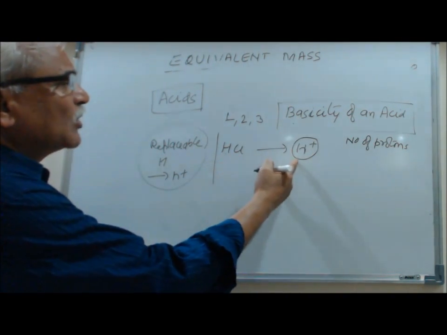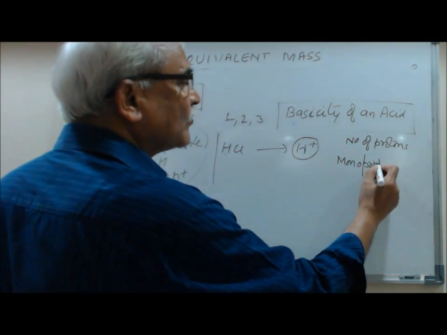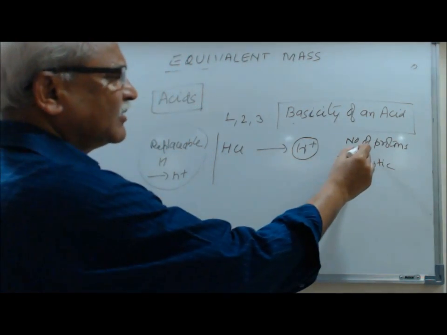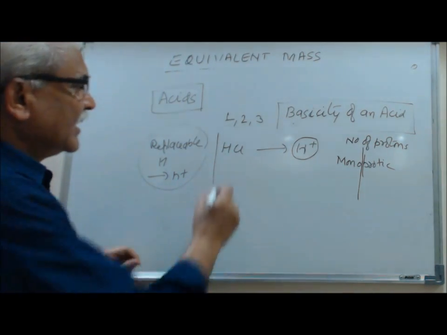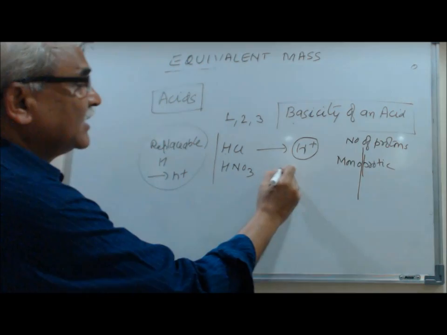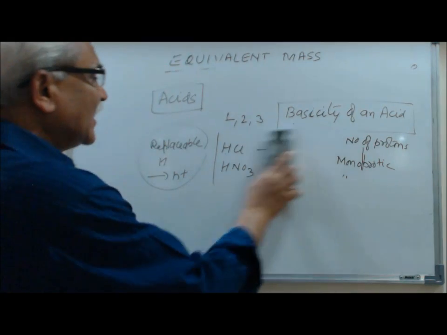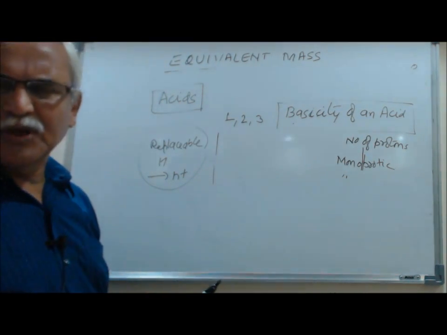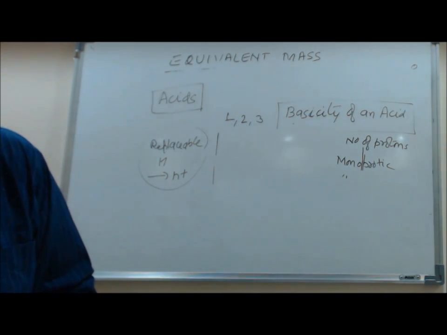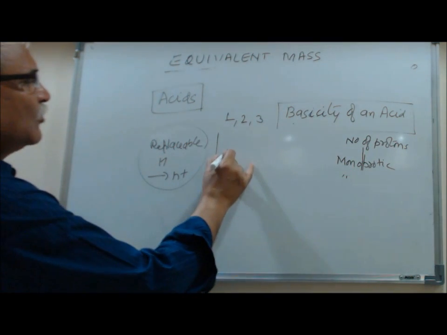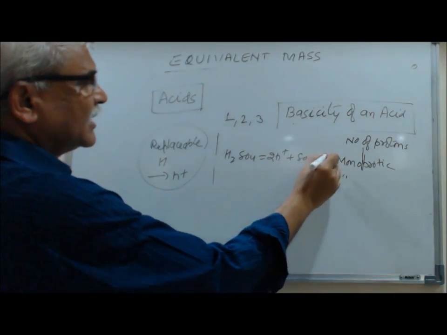Some acids can give only one proton, so they are called mono. Mono means single, one. Monoprotic. Big word, doesn't have much of a difficulty if you understand. So HCl is an example of monoprotic acid. Nitric acid is an example of monoprotic acid, which cannot give more than one proton. Sulfuric acid, however, now it's simple. It's coming out to be very, very simple. Sulfuric acid can give two protons. If it breaks, it can give two protons and SO4 minus minus.